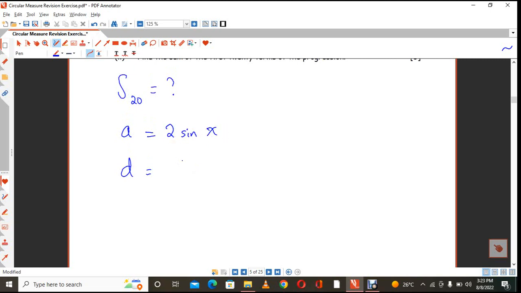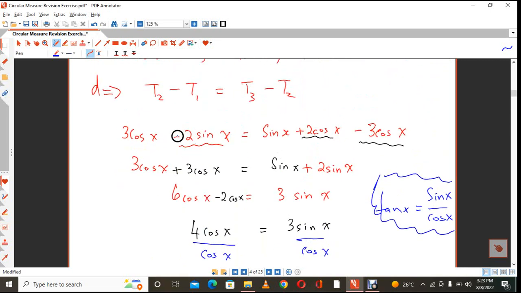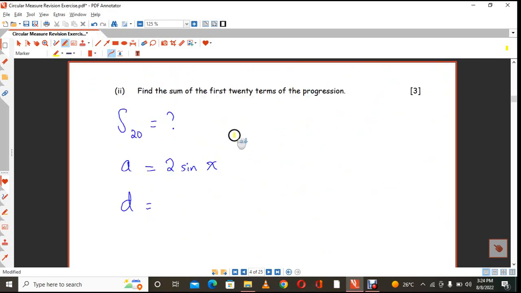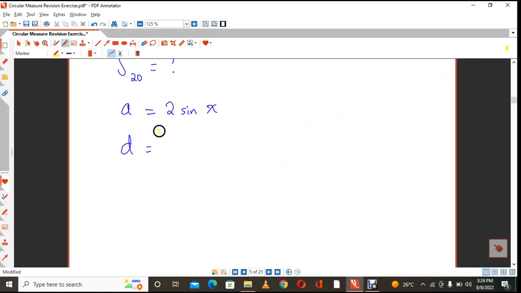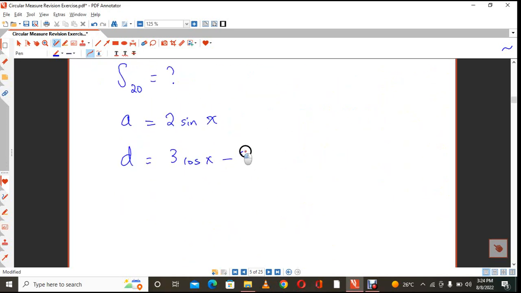And then what is our common difference? Well, we can find our common difference by subtracting the terms from each other. You have to actually find the value of x in order to find the common difference. So you take these two and subtract them from each other, or the other ones on that side. But 3 cos x minus 2 sin x, that is our common difference. So it's 3 cos x minus 2 sin x.